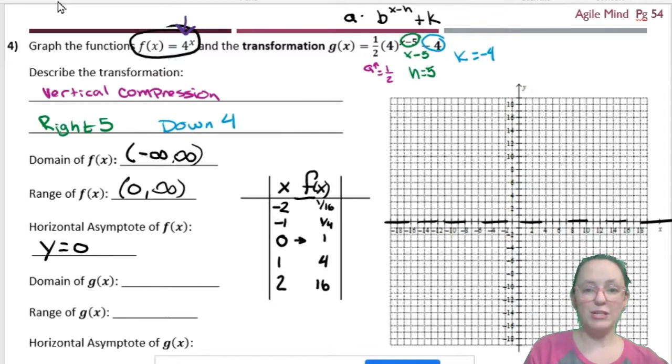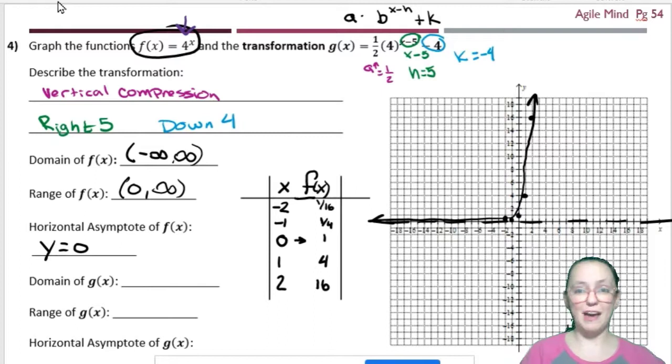So now we have the points we need to graph our parent function. We got to be careful. I know these are real small. So negative 2 and 1/16, negative 1 and 1/4, 0, 1. Then we're going to have 1, 4, and 2, 16, way up here at 16. And this is our parent function, and it's going to come down and never cross that asymptote. So we've got all of that up there.